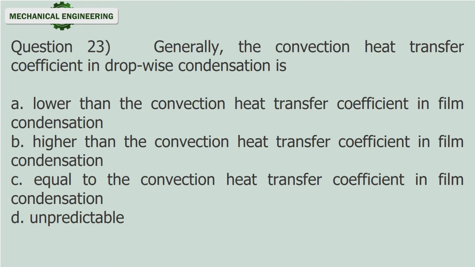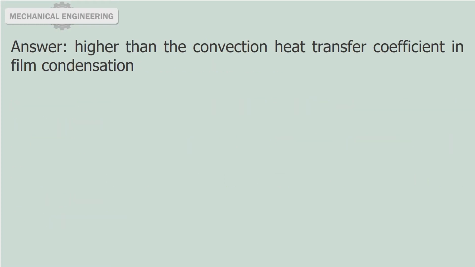Question 23. Generally, the convection heat transfer coefficient in dropwise condensation is A. Lower than the convection heat transfer coefficient in film condensation. B. Higher than the convection heat transfer coefficient in film condensation. C. Equal to the convection heat transfer coefficient in film condensation. D. Unpredictable. Answer: higher than the convection heat transfer coefficient in film condensation.